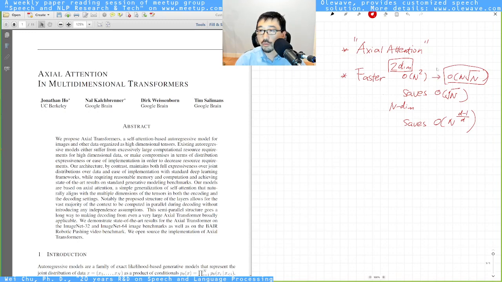And they say if the input has d dimensions and the size is still n, their method can save this amount of computational cost. And you can see if d is very, very large, you can save almost the O(n) computational cost.